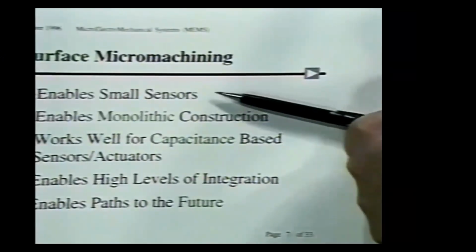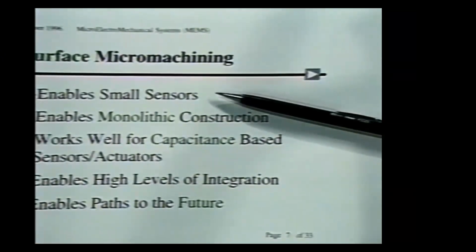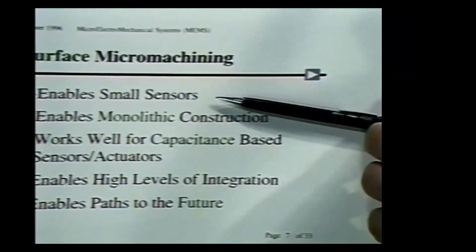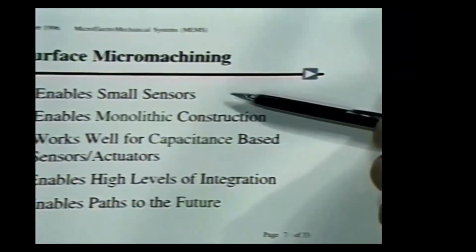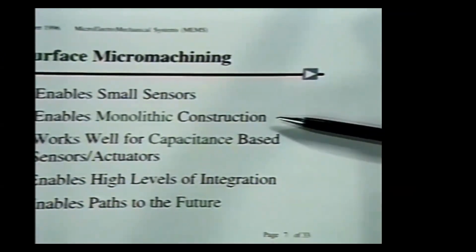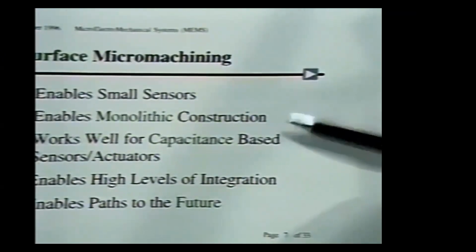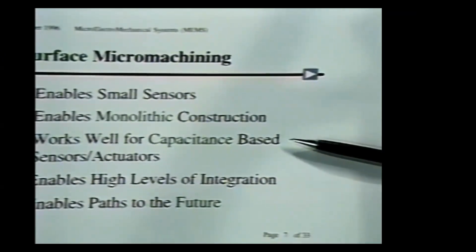transduction mechanisms. So in summary about the choices, the choice of surface micromachining enables very small sensors whose characteristic dimensions are on the order of a few microns. It enables monolithic construction. The process integrates much more naturally into a single chip construction. Surface micromachining also works very well for capacitive-based sensors. So again, it fit with that overall scheme of things for both sensors, and less so for actuators.